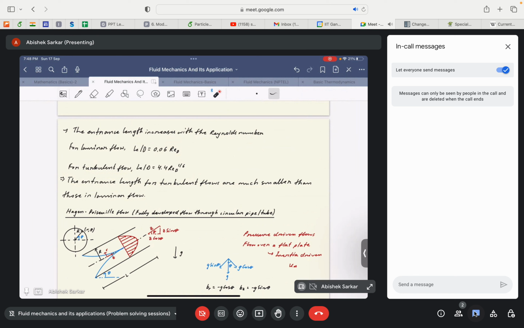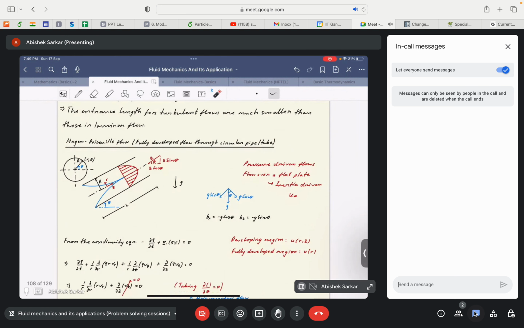This high level of mixing in the flow field, which again increases the momentum transfer, results in the development of a comparatively smaller entrance length in the case of a turbulent flow field. This is again one of the very interesting characteristics of turbulent flow fields. So I hope it was clear.